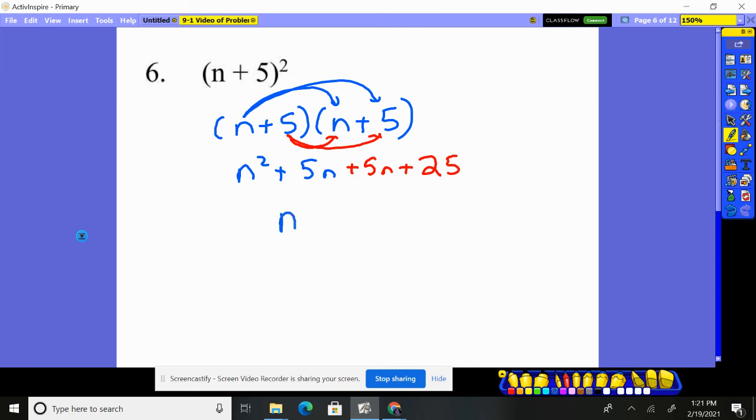Now what we'll get is we'll have n squared. These go together, and we end up with a trinomial answer.